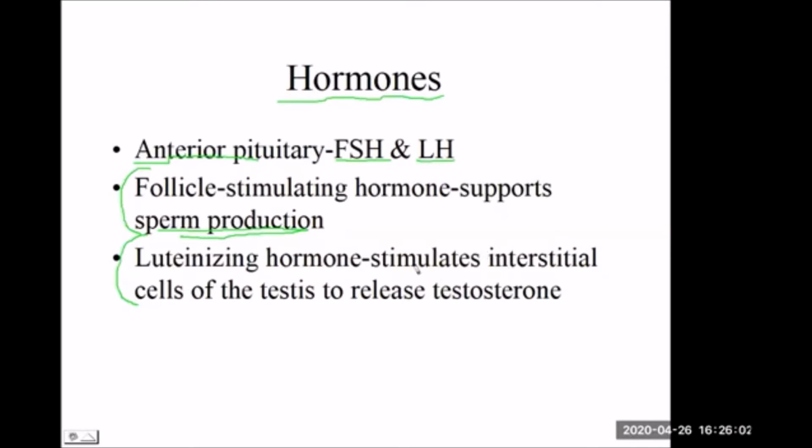The direct action of LH is to stimulate interstitial cells. These interstitial cells are found surrounding these seminiferous tubules. And in response, interstitial cells produce testosterone. And one of the many effects of testosterone is to stimulate production of sperm, amongst other functions.